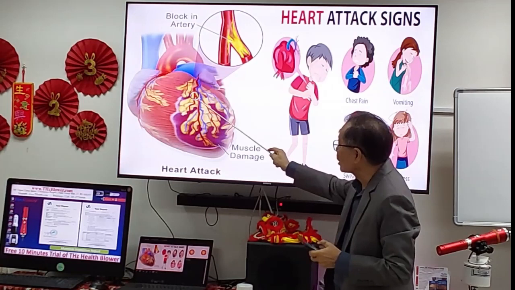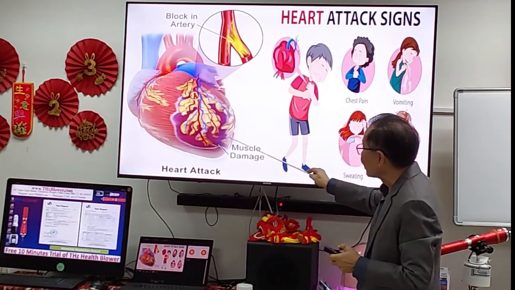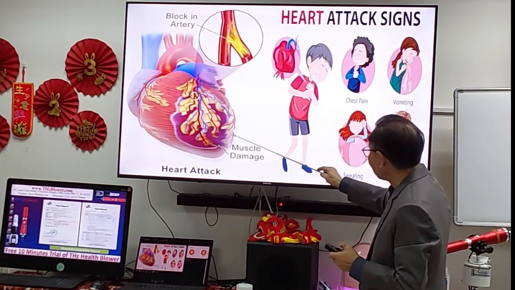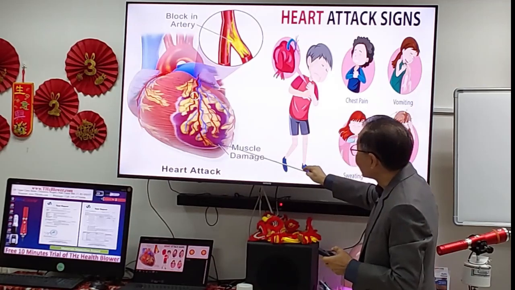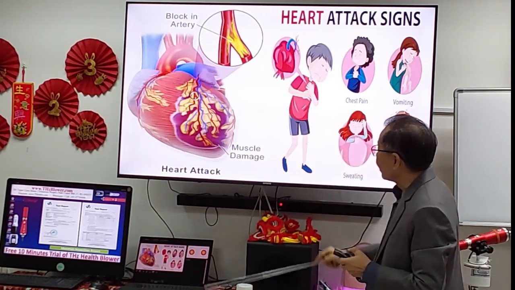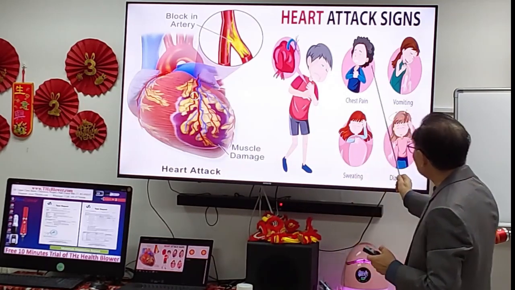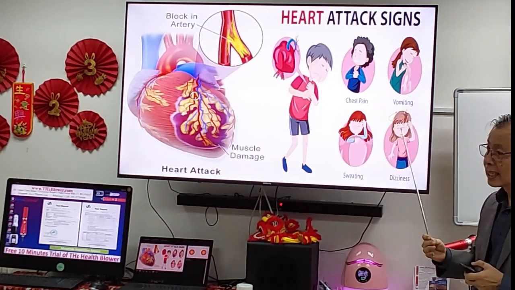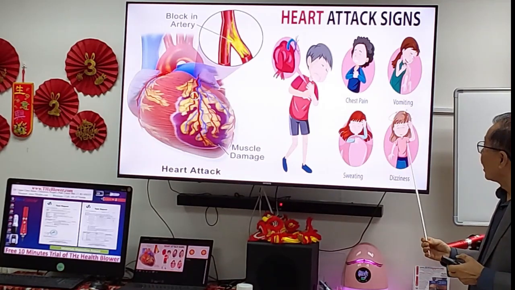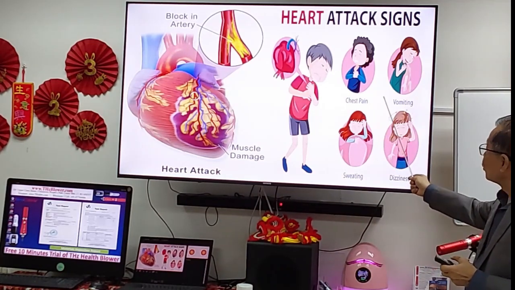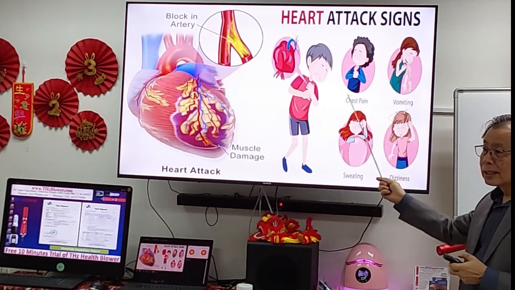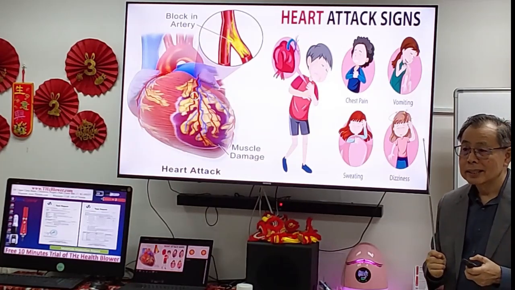Because it damaged the blood vessels, when blood doesn't flow through the blood vessel anymore or there's a block, that's where you get a heart attack. So when there's a block, chest pain, vomiting, dizziness, sweating. And in diabetics, you may not have this. The chest pain is absent.